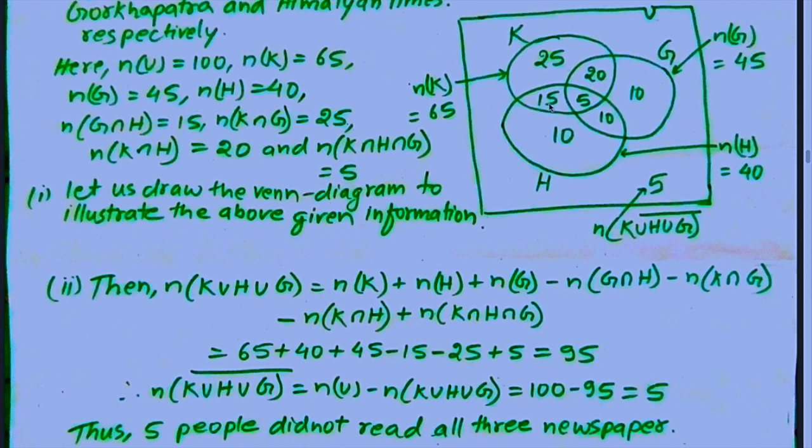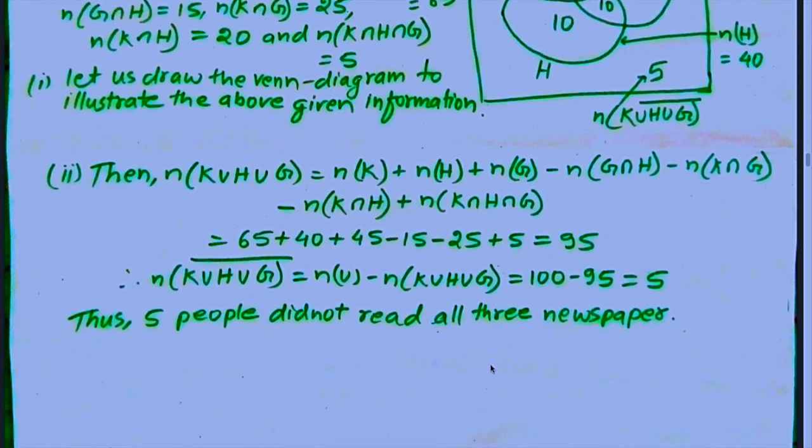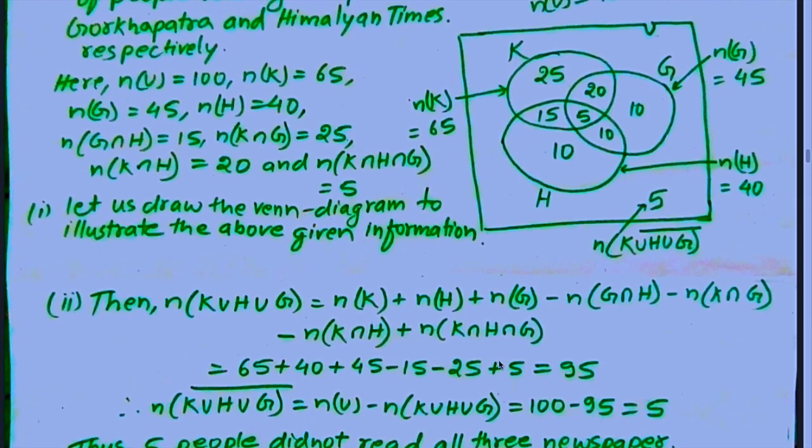Here subtraction of 20 plus 5, again subtraction of 20 plus 5, and again subtraction of 10 plus 15. And in the last, addition of only this 5, which gives 95. For n(K union H union G) complement, we have the formula n(U) minus n(K union H union G), so 100 minus 95 equal 5. Here 5 people did not read all 3 newspapers. This is also given clearly in the Venn diagram.